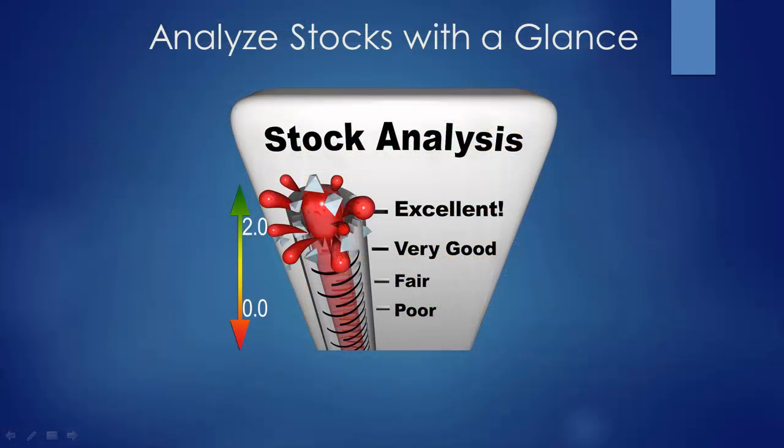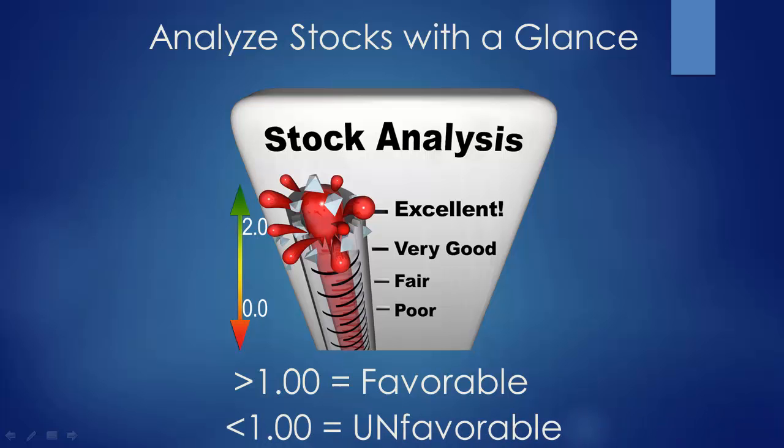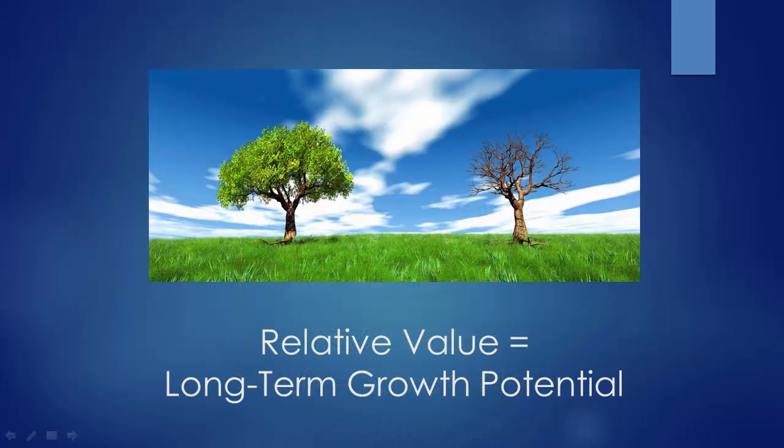RV, and actually the next few indicators we're going to talk about, are on the VectorVest scale of 0 to 2. This is one of the things that makes VectorVest so fast and easy to use. One simple scale. Doesn't matter what the stock is. Above 1 is favorable, below 1 isn't. So if you want to know which stocks have a good shot at moving higher over time versus, let's say, shriveling up, just take a look at RV.